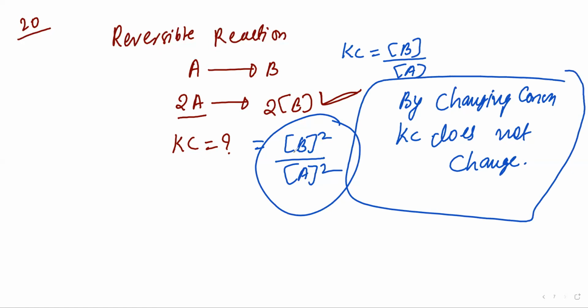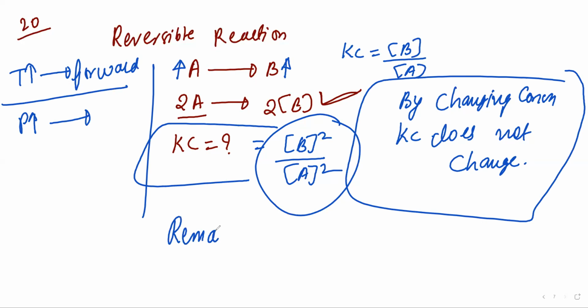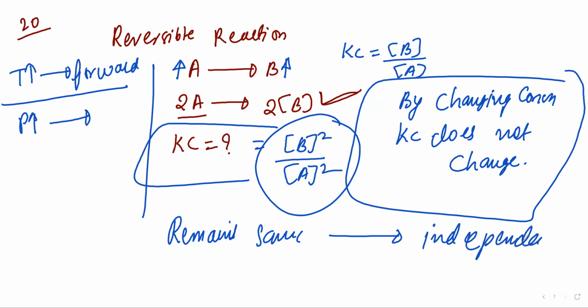This will be the value, right? If we increase the temperature, the equilibrium constant will be affected. But here it is not talking about temperature and pressure. It is talking about just the concentration. So increasing the concentration, the equilibrium constant doesn't change. So it will remain the same. So the answer will be remains same, because it is independent of concentration. So write this one.